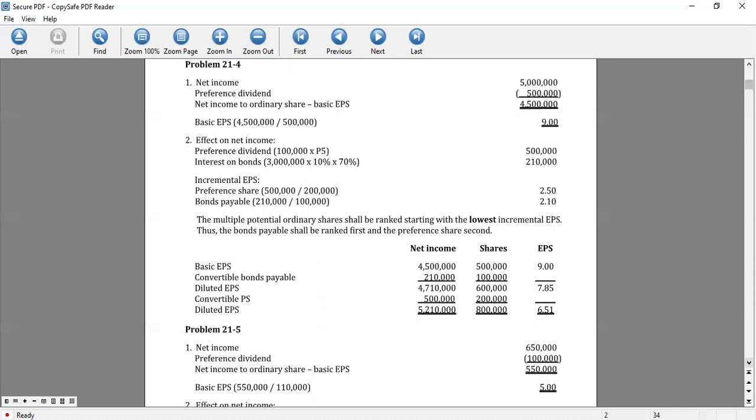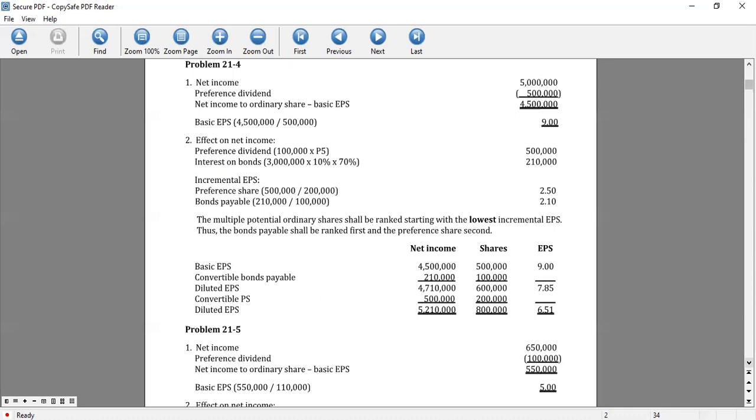So we have now the total diluted earnings per share, which is 7.85, by dividing net income after adding the convertible bonds payable net interest. So we now get 4,710,000 divided by 600,000 shares, or 7.85. Then we have the convertible preferred stock.